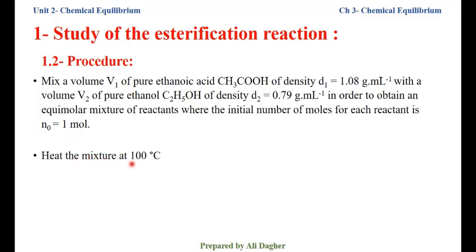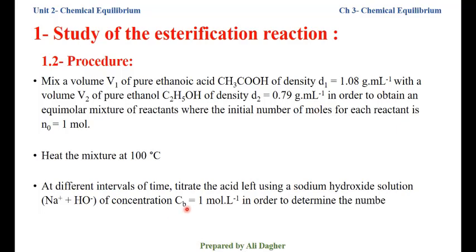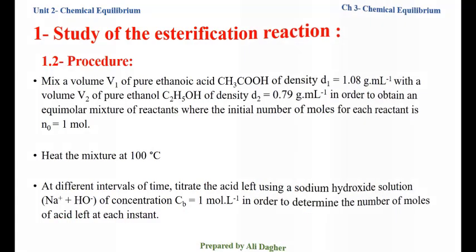Heat the mixture at 100 degrees, then at different intervals of time, titrate the acid left using a sodium hydroxide solution Na+ HO- of concentration Cb equal to 1 mole per liter, in order to determine the number of moles of acid left at each instant. This is the procedure.